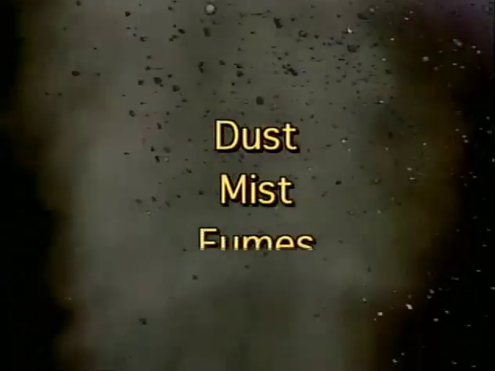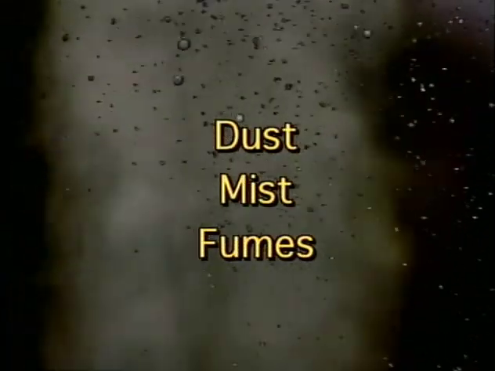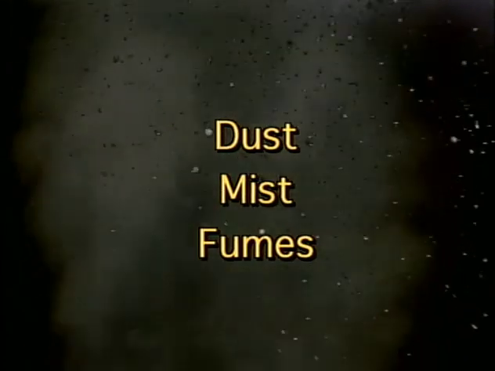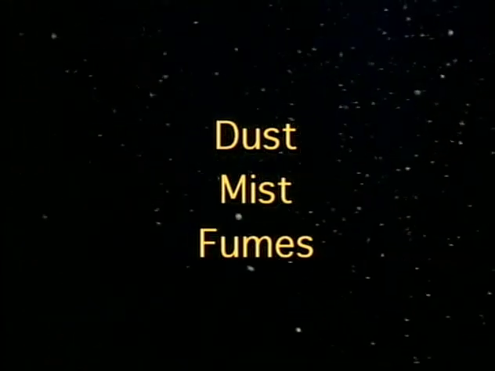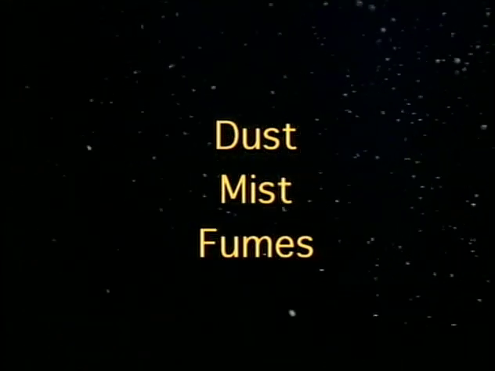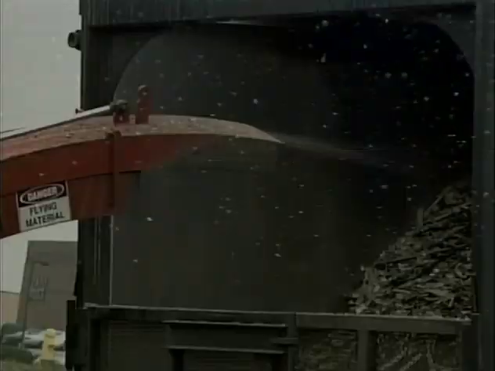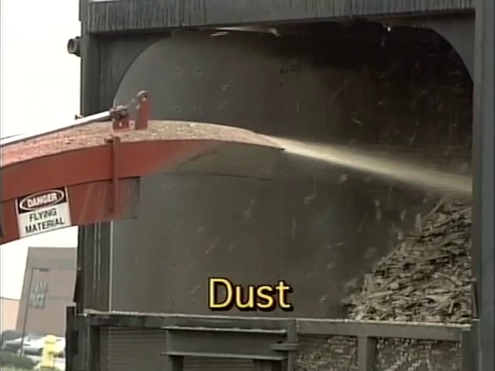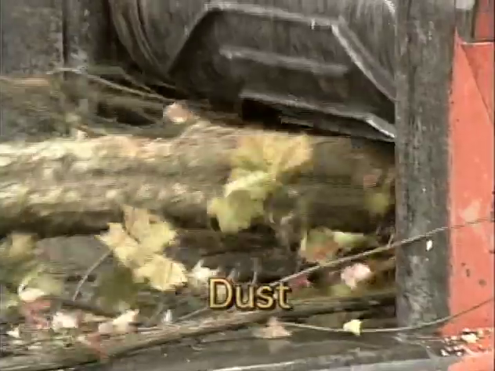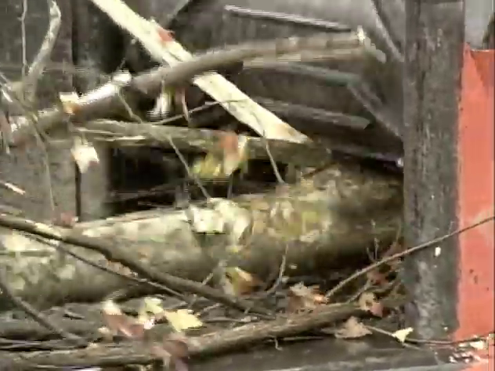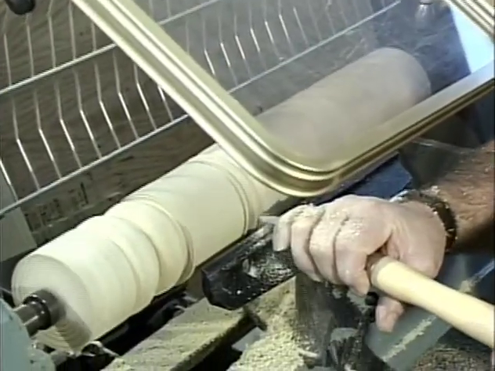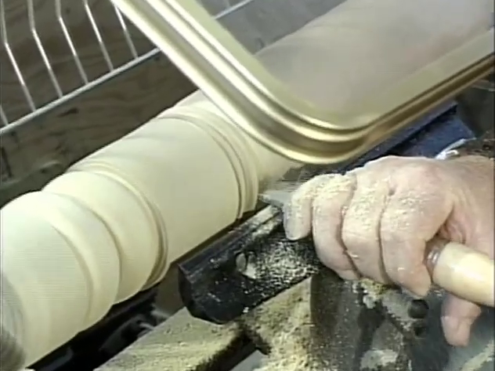Dust, mist, and fumes are tiny particles that were once parts of a larger mass. Later, they were separated from their parent substances and became airborne. Dust is produced when solid objects are broken down into fine particles. You can see this in woodworking, crushing, and grinding processes.